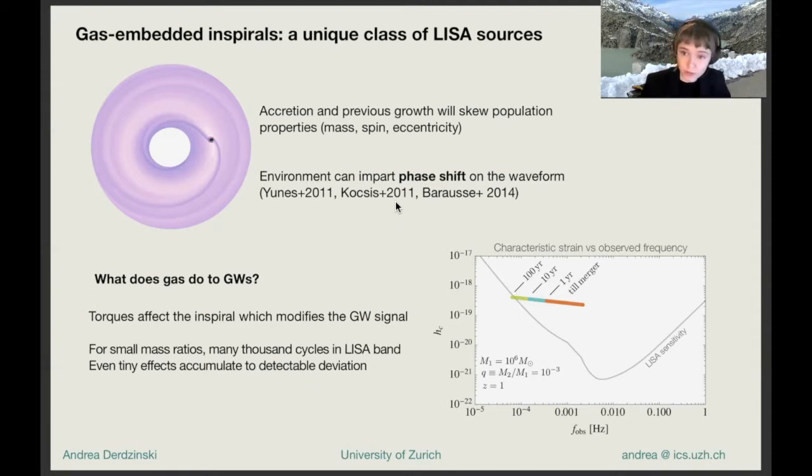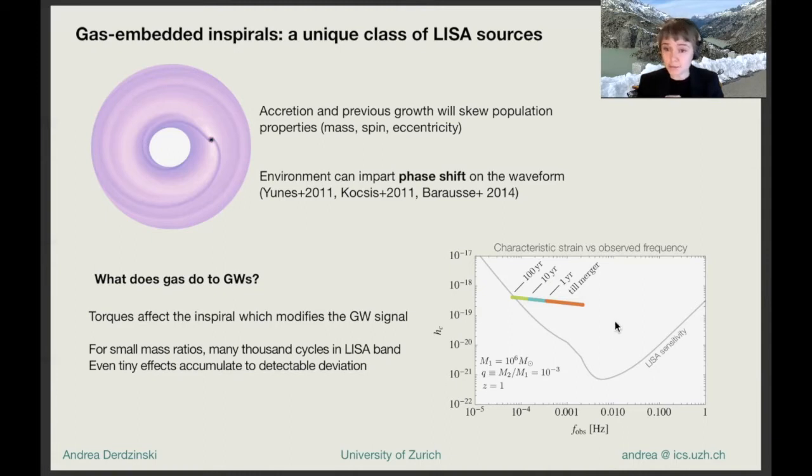the gravitational waveform. Now, this is because if you place a black hole in a disk, it's going to excite non-axisymmetric perturbations that will back react on the orbit and exert a torque. This torque can act to try and increase the separation or decrease the separation of the binary. This is a really tiny effect compared to gravitational waves in the LISA band, but over time it can accumulate, especially if your system has a small mass ratio, because then it has several thousand cycles while in the LISA band. And here on the bottom right, I'm showing a characteristic strain versus observed frequency.